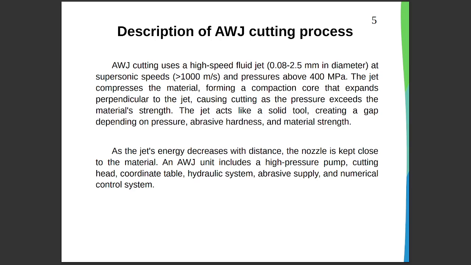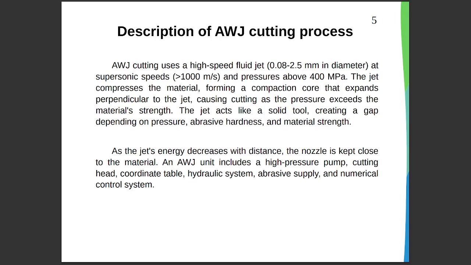A depression is formed in the material, and if the jet is moved, a gap of a certain depth is formed, which depends both on the pressure in the jet and on the hardness of the abrasives and the strength of the material. The energy of the jet decreases with an increase in its length due to an increase in its cross-section, turbulent motion, and disintegration into parts. Therefore, the nozzle tends to be brought closer to the processed material. The general view of the AWJ unit is presented in slide 6.